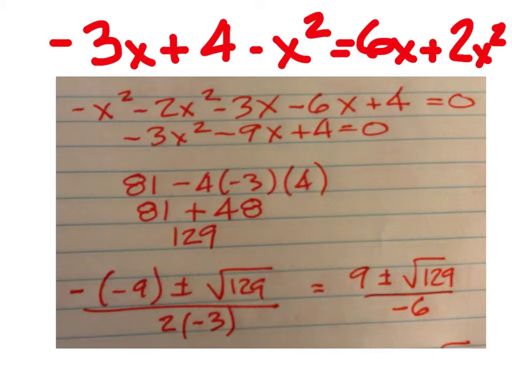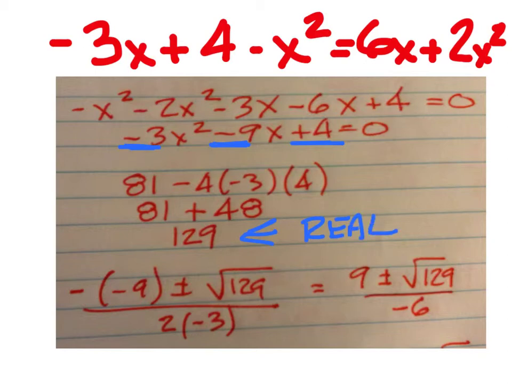On the second one, you had to put it in the right form. So when you do that, you should have had negative 3x squared minus 9x plus 4. And naturally, this is going to be your A, this is your B, and this is your C. You should come up with a discriminant of 129, which means it's going to be real. And there's not much work to do after that.